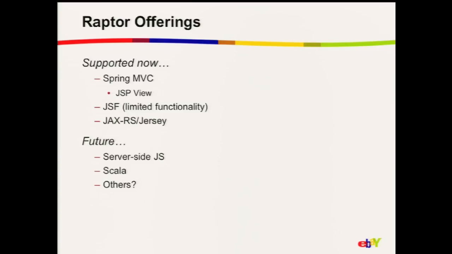Currently, Raptor as a platform, on top of this minimal assumption, provides some capabilities. A couple of them: we support Spring MVC for developing web apps, where the view is a JSP. We also support JSF with limited capabilities. And then we have JAX-RS, which is Jersey. We have a wrapper over Jersey, which provides our infrastructure things along with it.